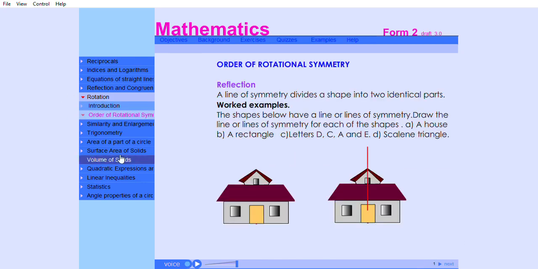Order of rotational symmetry. Reflection. A line of symmetry divides a shape into two identical parts. Worked examples. The shapes below have a line or lines of symmetry. Draw the line or lines of symmetry for each of the shapes: a house, a rectangle, letters D, C, A and E, and a scalene triangle.